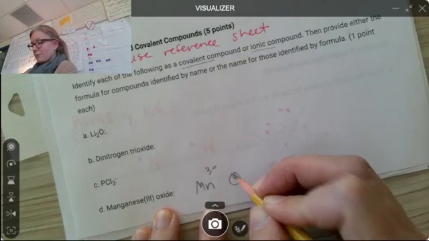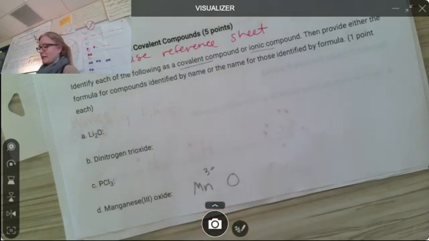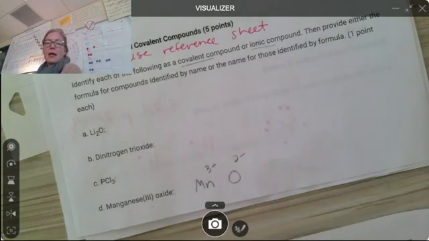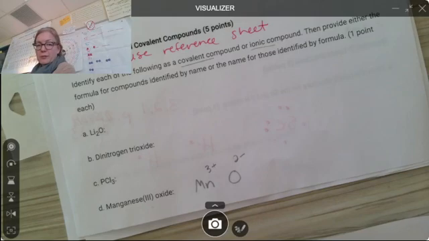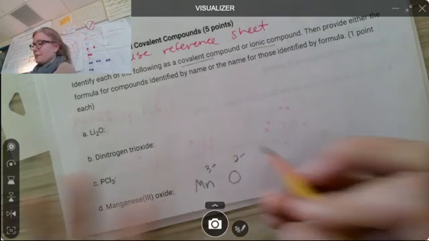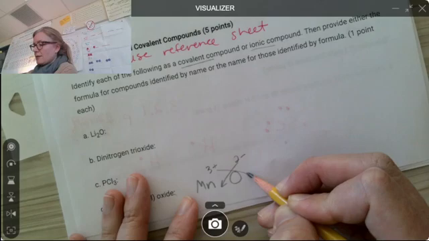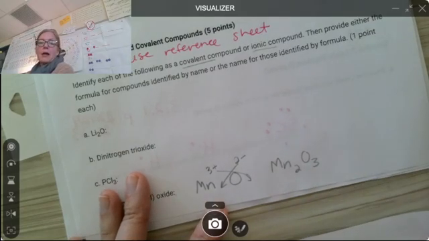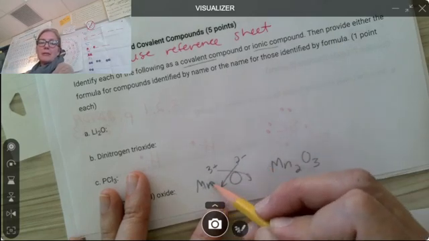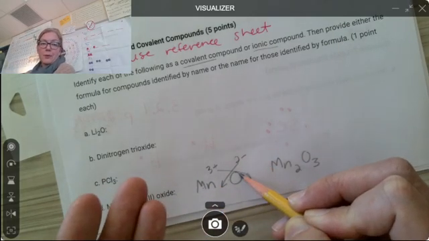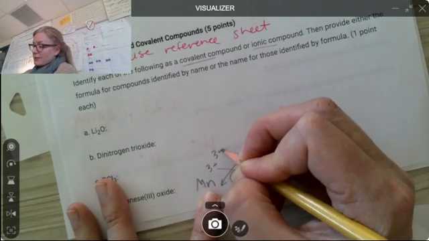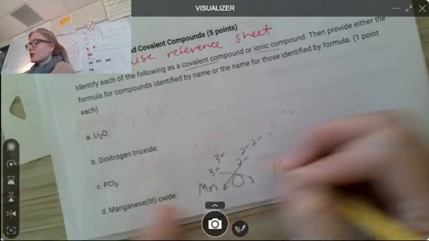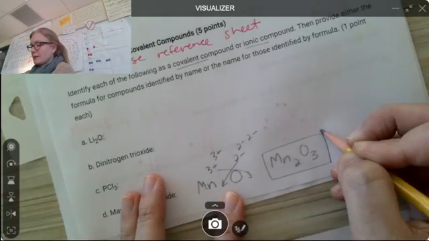Oxide is just oxygen. Remember, we changed the second one to IDE. And oxygen's oxidation state is 2 negative. What you need to do for ionic is crisscross those charges and then drop the plus and minus. So the 2 comes down here and the 3 comes down here. So it's going to be Mn2O3, because basically we need enough Mn's and enough O's that the charges all add up to 0. With 2 Mn's, that's 3 plus and 3 plus, and 3 O's, 2 minus, 2 minus, 2 minus, all of that adds up to 0. So the charges have all canceled out, and this is our answer.